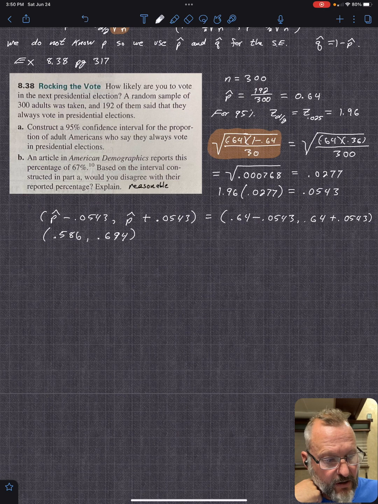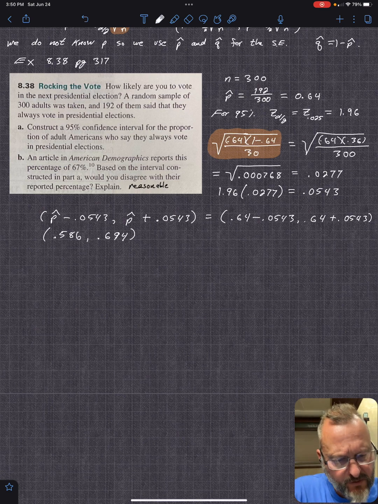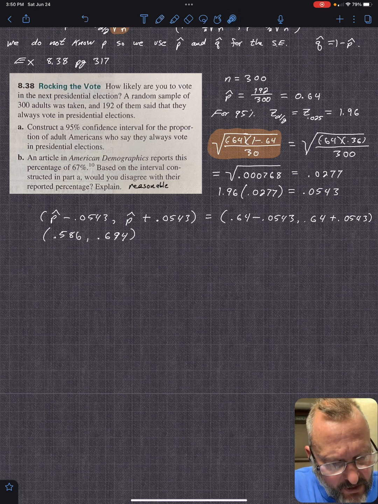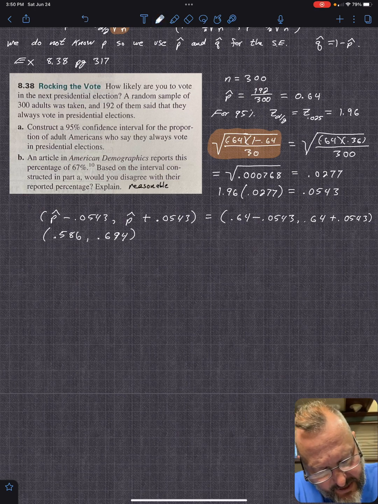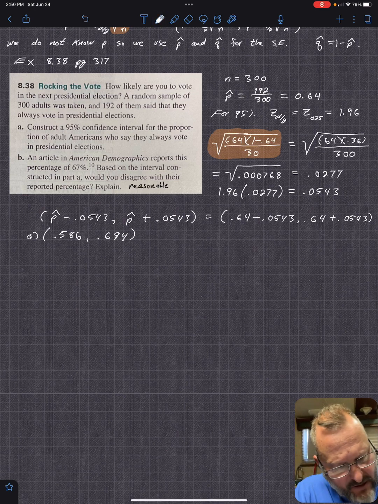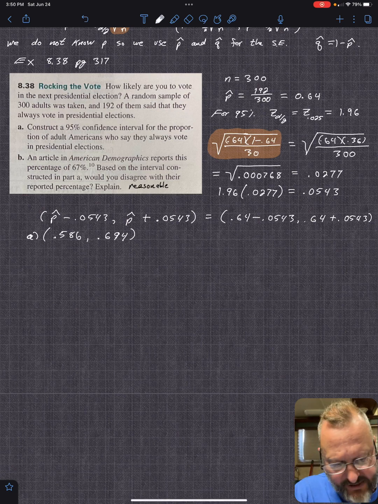So we are 95% confident that 64% of the population will vote. So what was the question? Let's see, what did it say? Okay, so that's the confidence interval. That's A, so A is done. I took off C because it wasn't relevant to what we were doing.